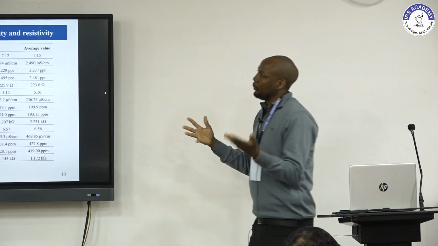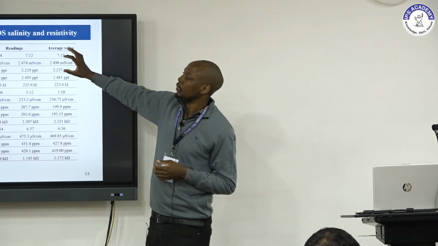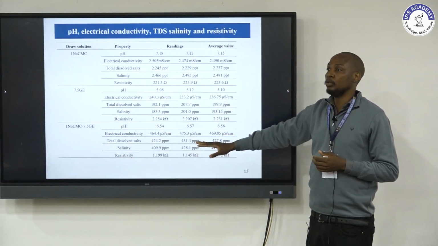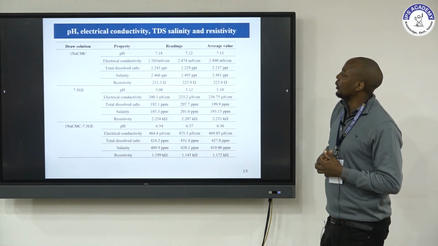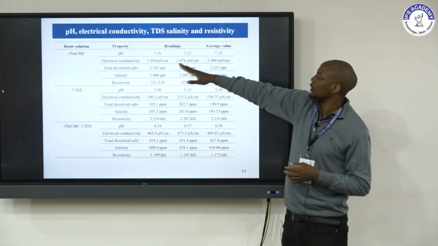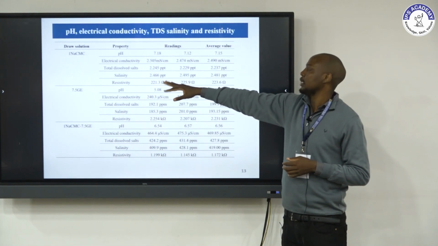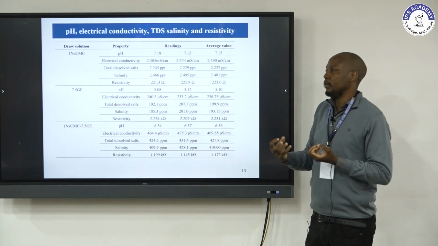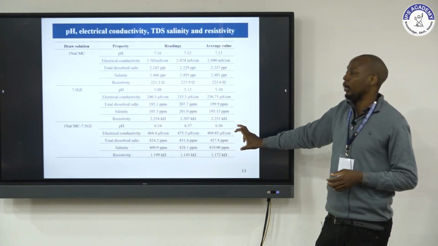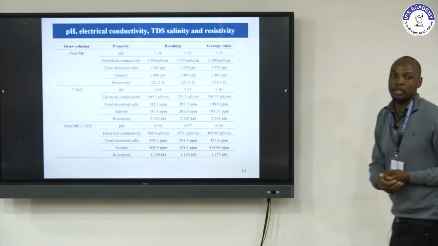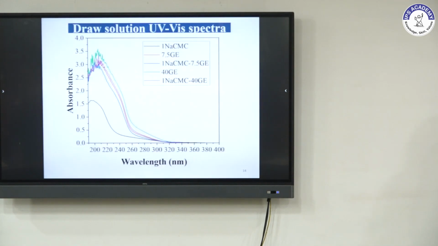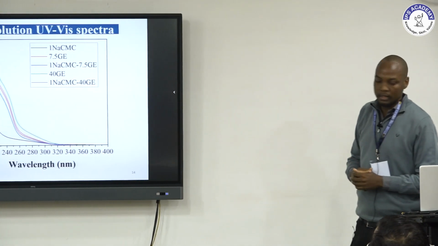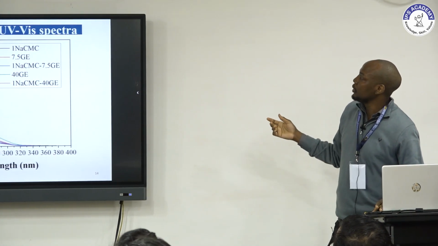These are the properties of the standalone cellulose derivative, then the glycoether, then our binary draw solution, to see which conditions change: pH, electrical conductivity, TDS, salinity, and resistivity. And you can see that by combining these, there's an effect on the final properties of our binary draw solution. Then this is the UV of our draw solutions, showing the absorbance.